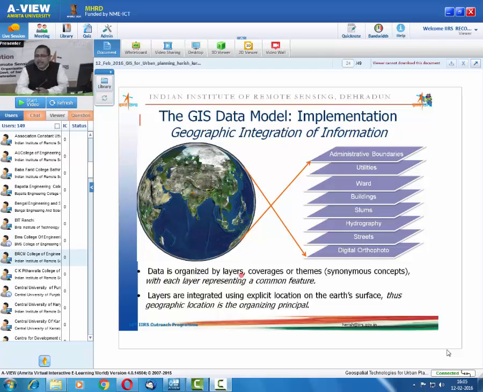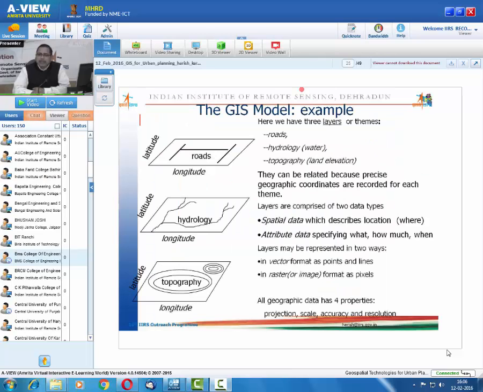Data is organized by layers, coverages or themes. These are the three terminologies we are using here. Sometimes we say it is a GIS layer, sometimes we say it is a GIS coverage, sometimes we also say it is a GIS theme. These are the terms basically we use in GIS. Each layer represents common features. Basically a layer means an integration of common features in a particular GIS data model, I can say. So layers are integrated using explicit location on the earth surface. Thus geographic location is the organizing principle behind this layering concept. So basically we are using the geographic location as one of the important components for creation of the layers.